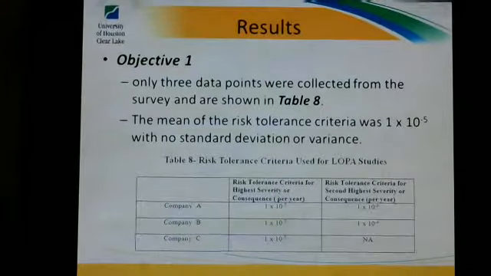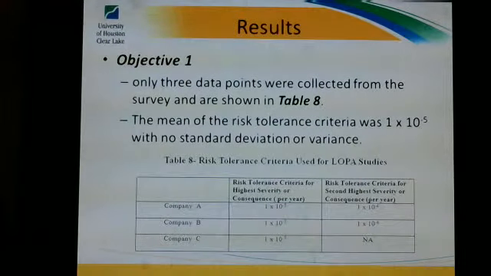All right, so here are the results for objective 1. Only 3 data points were collected from the survey, and they are shown right below in Table 8. The mean of the risk tolerance criteria was 1 times 10 to the minus 5, with no standard deviation or variance. So each of the 3 companies that submitted data was using the same risk tolerance criteria for the highest severity or consequence scenarios, and this value was 1 times 10 to the minus 5 occurrences per year.